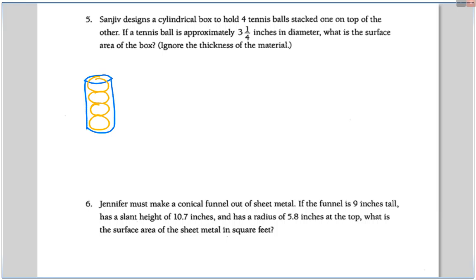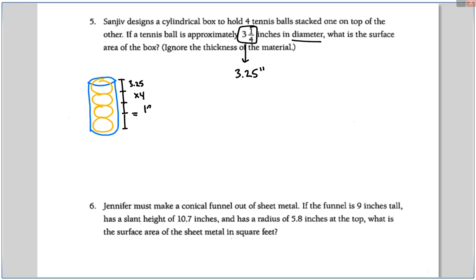Okay, so if they're 3¼ inches, which is just 3.25 inches in diameter, that's each one of these is 3.25. So since there's 4 of them, we'll times by 4. And you get 13 inches. This is the height of the cylinder. And it will be the same going wide, 3.25 inches for the diameter.